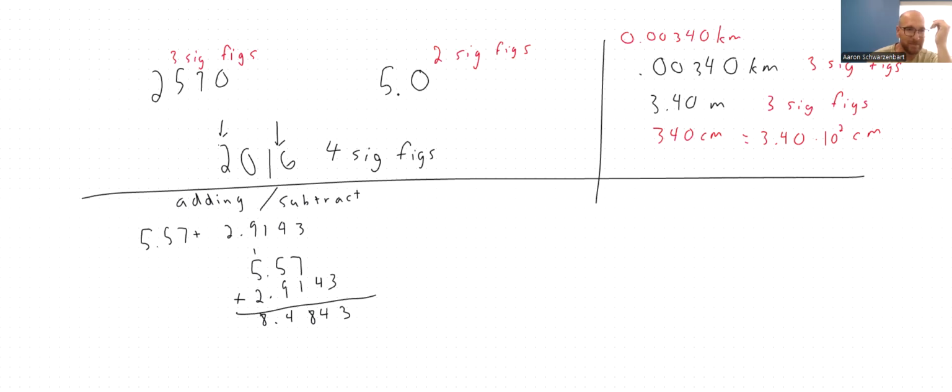This first one is significant to the hundredths place. The other one is to the ten-thousandths. My answer thus is only significant to the hundredths place, and my answer becomes 8.4. I do need to round that last one. The 4 says I round down, so it's just 8.4. That is adding and subtracting.